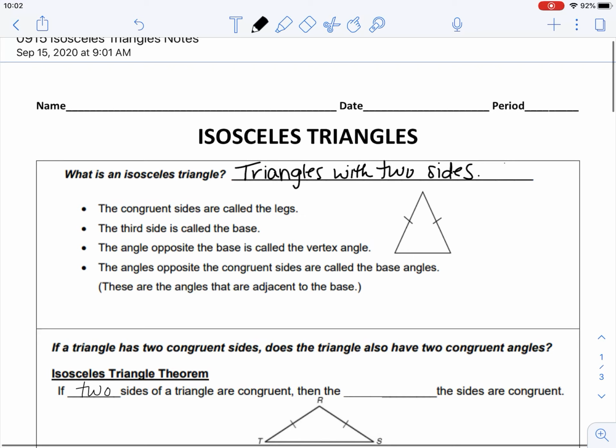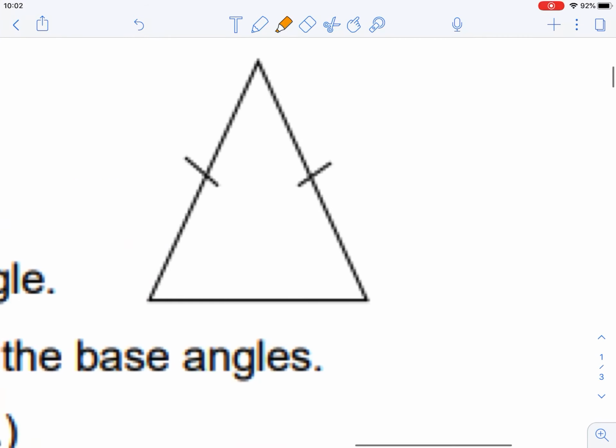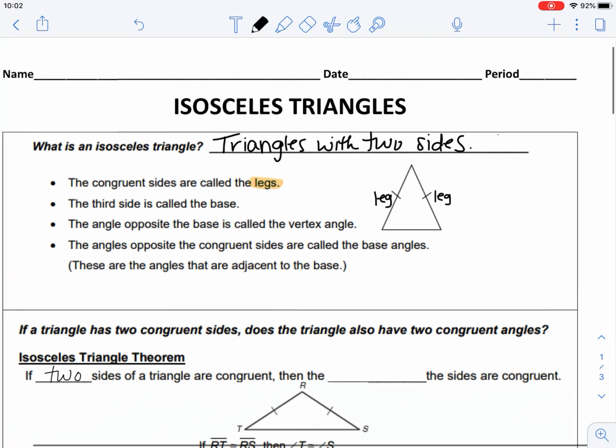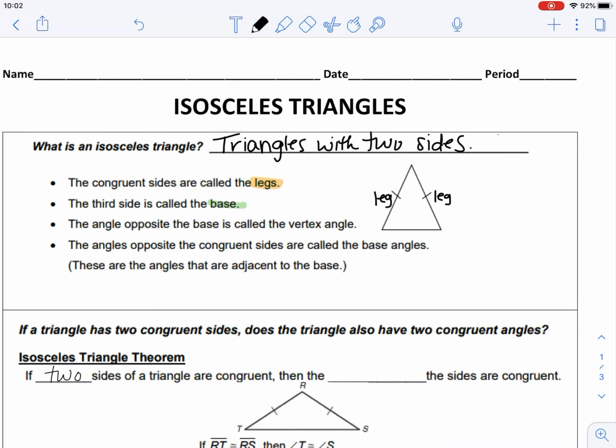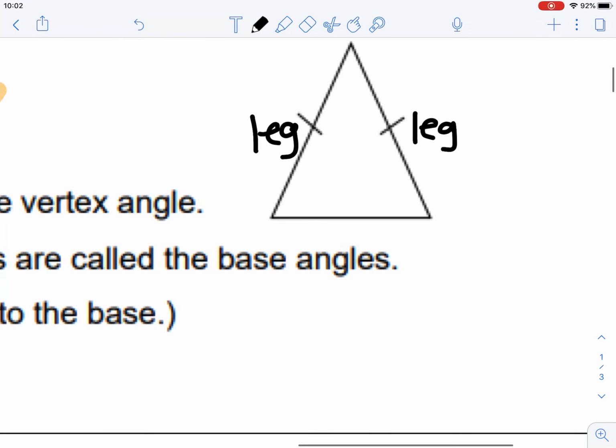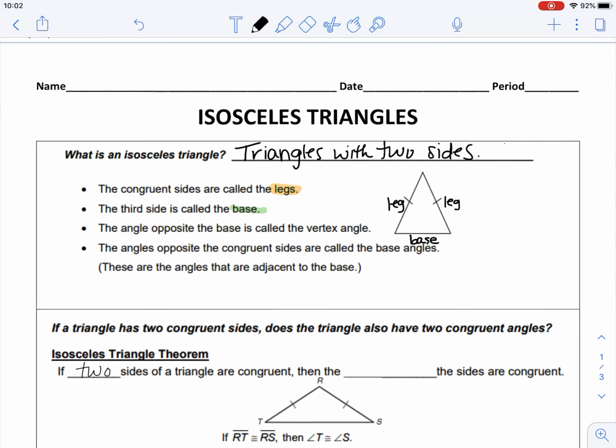The sides that are congruent in an isosceles triangle are called the legs. In the figure to the right, our legs are here and here on the left and the right side of the triangle. The third side of any isosceles triangle, the non-congruent side, is what we call the base. This base happens to be on the bottom, but in any generic isosceles triangle, it's just the side that is not congruent to the others.